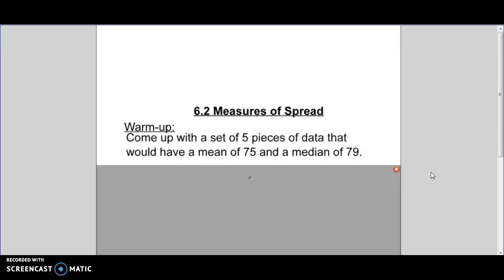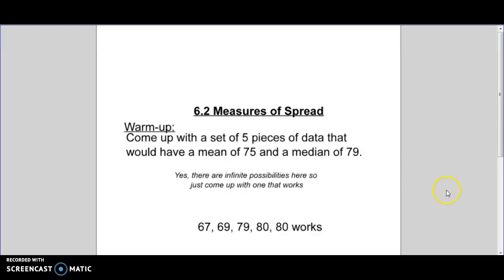Okay, so in the warm-up here, we are asked to come up with a set of 5 pieces of data that would have a mean of 75 and a median of 79. I'm not going to spend too much time on this. You can pause the video now and try to come up with your answer. Okay, and moving on to the answer.